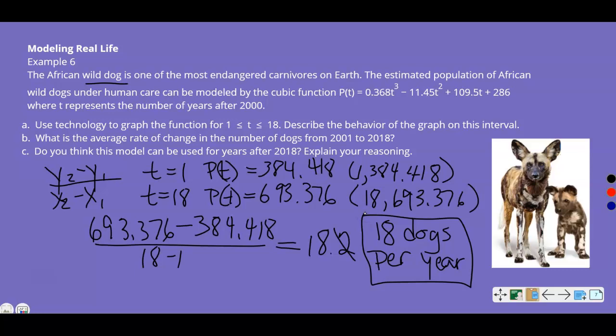All right, so it says, what is the average rate of change in the number of dogs from 2001 to 2018? So that would be this right here. So this is our average rate of change.